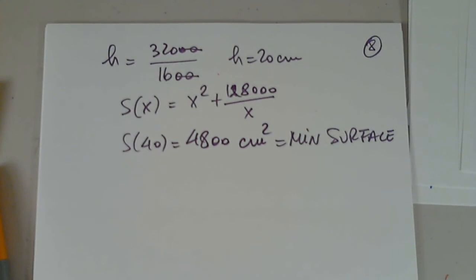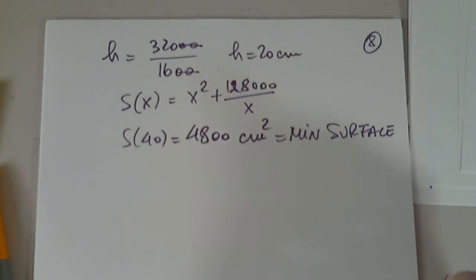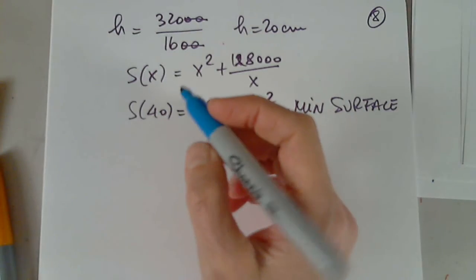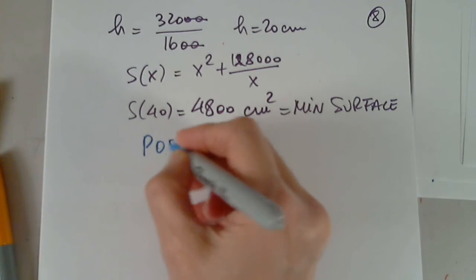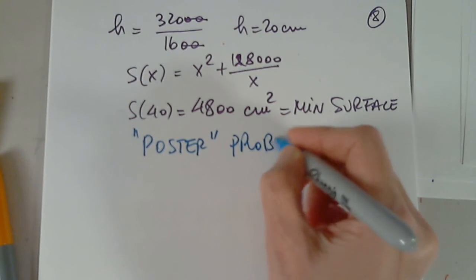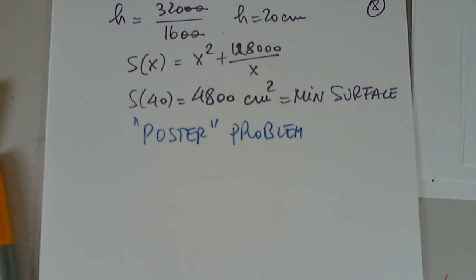So that was a volume and surface area situation. Let's look at what I call a poster problem. Poster problem. Okay.